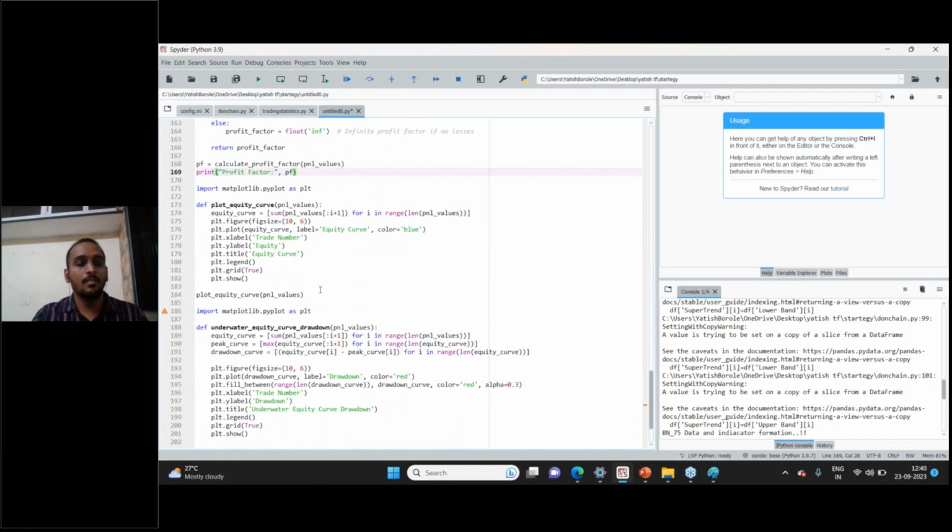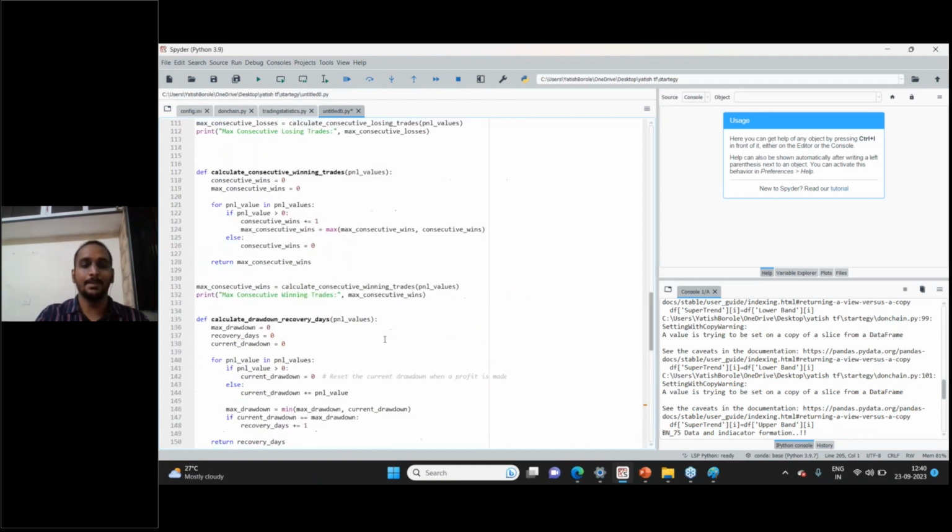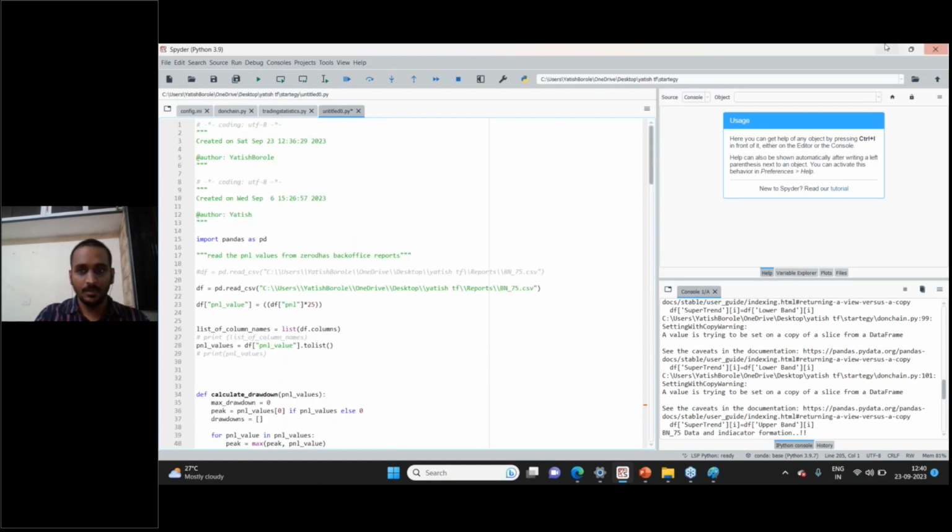Then we will be plotting the equity curve of our account, and finally we will be calculating the underwater equity curve drawdown. That is, the amount of capital lost from the initial amount which we deployed on a particular system. Then I think I have missed one of the functions, which I will quickly write for you. That is the final capital. What is the final capital that we gain?